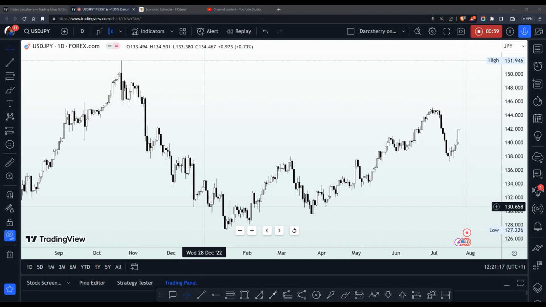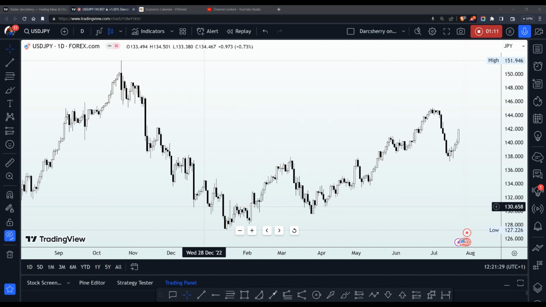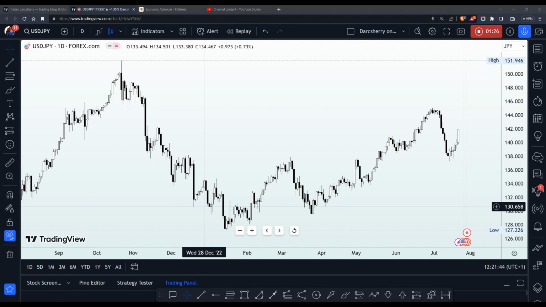Having mentioned that, it is essential to take note of fundamental factors that suggest the Bank of Japan is leaning towards retaining its yield curve control strategy in the upcoming policy meeting, which potentially has influenced the rise in the USD JPY during the second half of last week. The question that arises is whether this bullish momentum will endure throughout the course of the upcoming week.